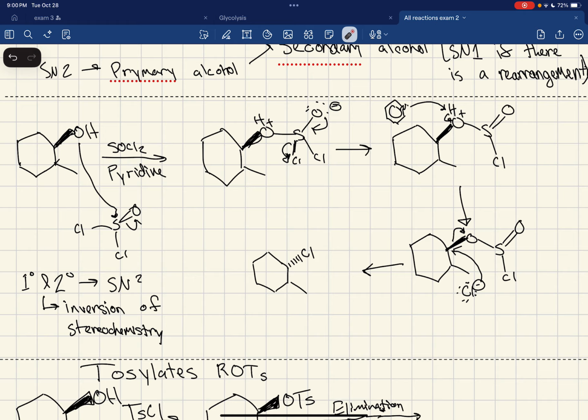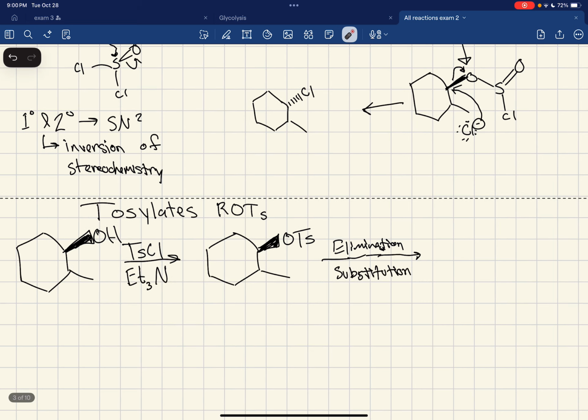So if you're actually doing a synthesis of a chemical, you're not going to want a bunch of carbocation shifts because they're unpredictable. So people tend to gravitate towards SOCl2 or a product that does, or a reactant that does something similar. Tosylates. You do not need to know the mechanism for this.